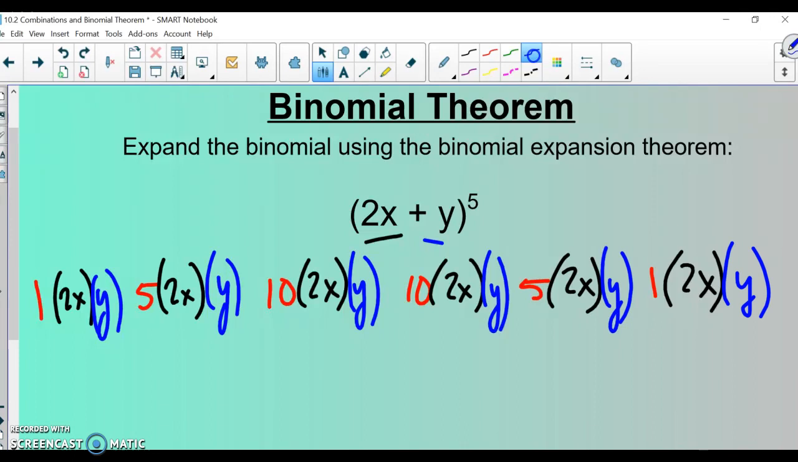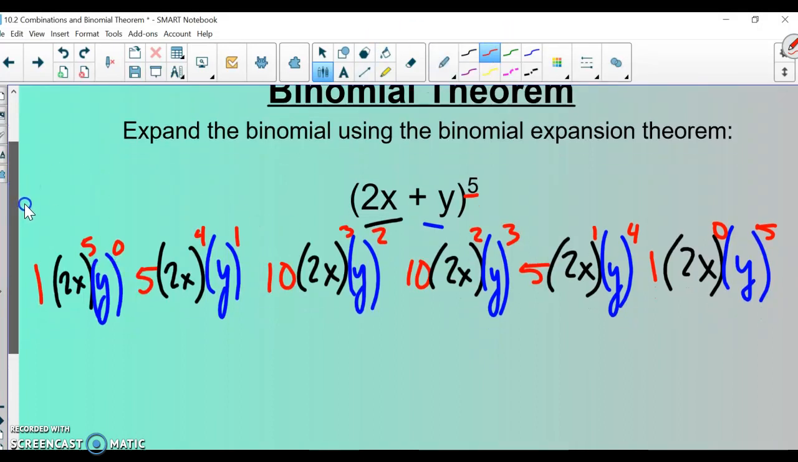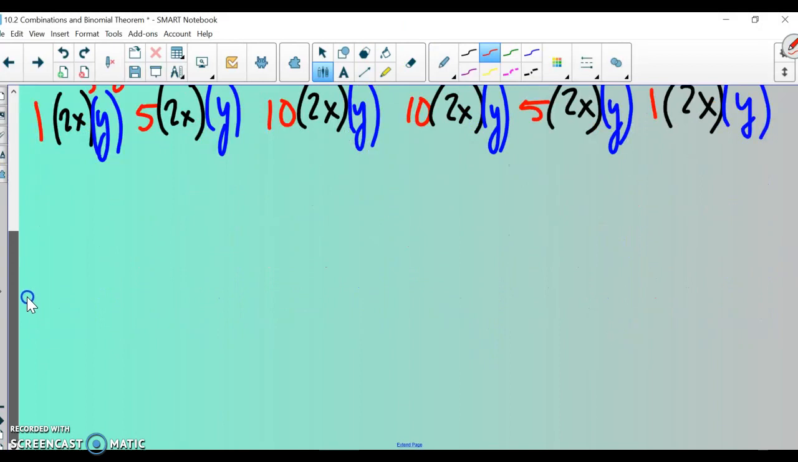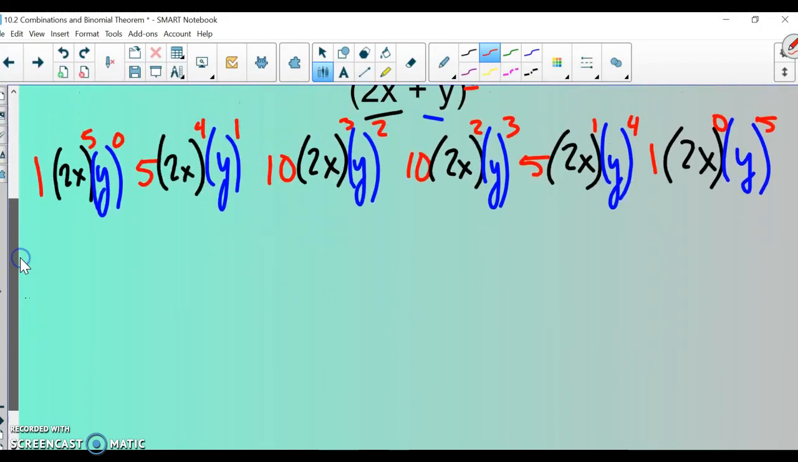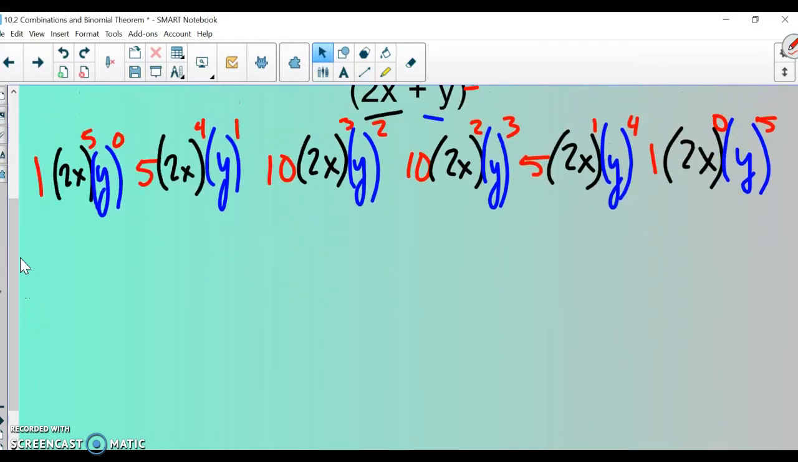And then the exponent pattern, it's to the 5th power, so it'll be to the 5th and the 0th, to the 4th and the 1st, 3, 2, 2, 3, 1, 4, 0, 5. And then I just work on simplifying. Oops, too far. The fun part.